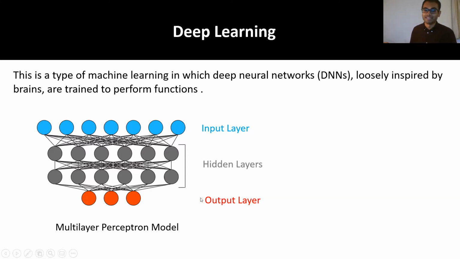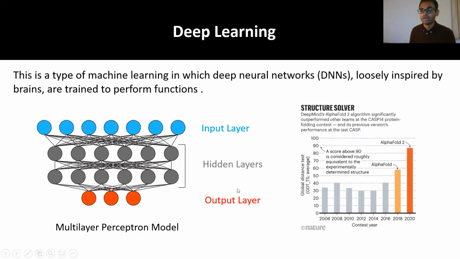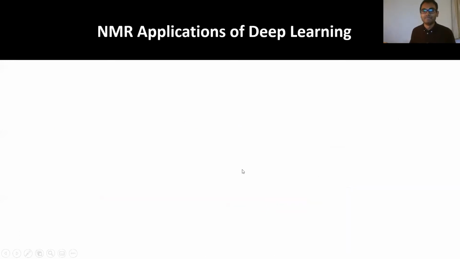The reason we get excited about deep learning is because you might have seen things like this. Last year, DeepMind's AlphaFold 2 solved the protein structure prediction problem using deep learning methods. And we know that deep learning methods have now shown superhuman performance in a range of activities. We're not quite there yet in NMR, but quite a few groups I'm aware of are now trying to explore how we can use deep learning in NMR and also magnetic resonance more generally.